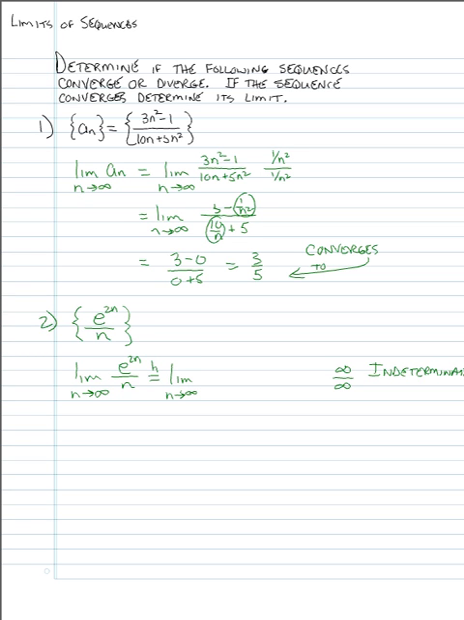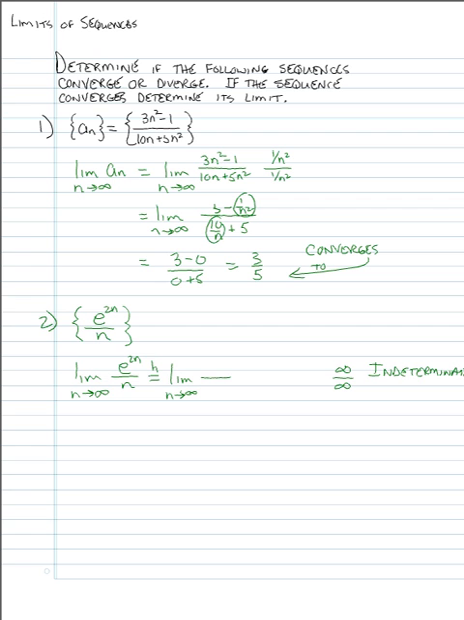If we have the indeterminate form infinity over infinity, then the way we calculate the limit is we take the derivative of the numerator and then divide by the derivative of the denominator, and we then find the limit of that new fraction.